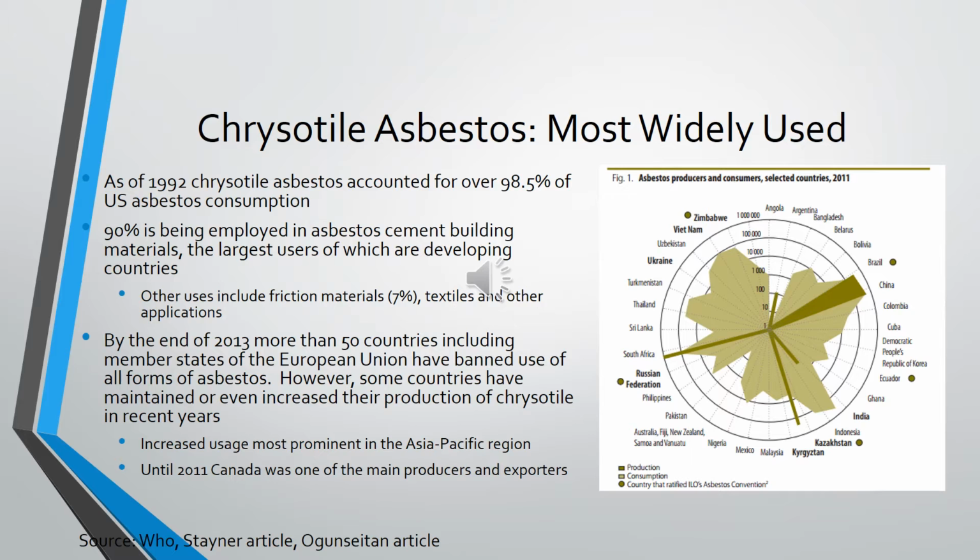To the right, you'll see a graph of all the different countries that produce and consume asbestos. And you'll see the main producers are China and South Africa, while some of the consumers include Zimbabwe, Vietnam, and Indonesia.